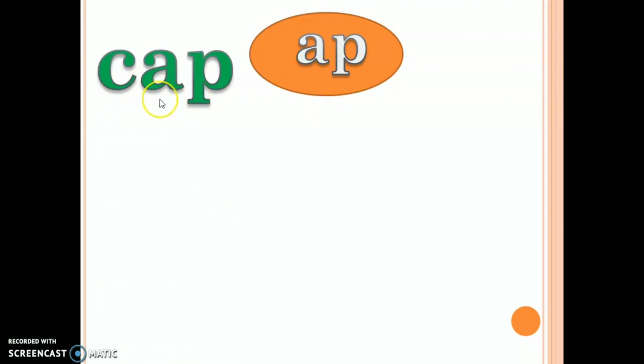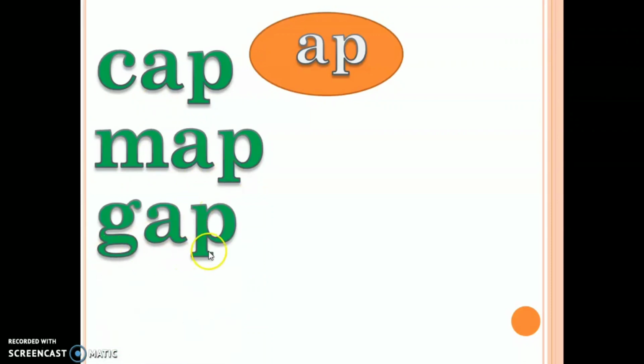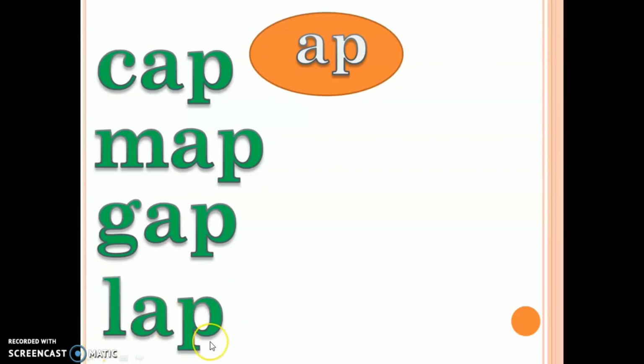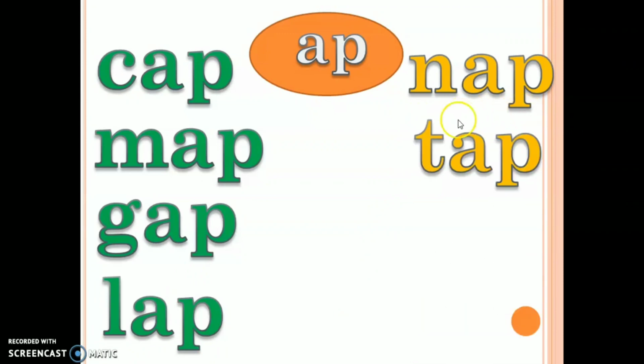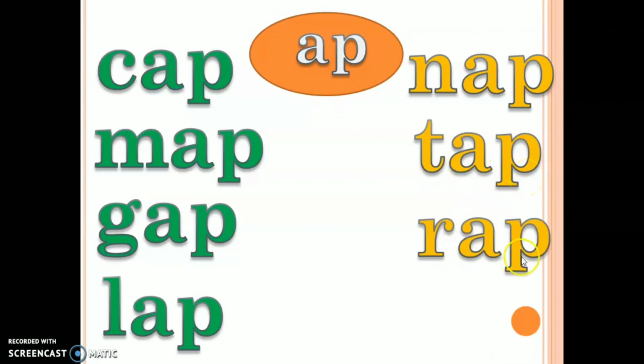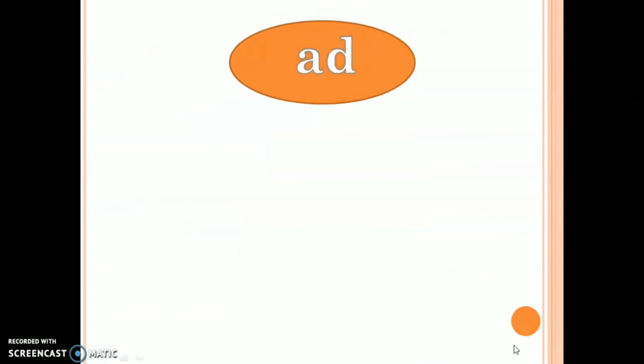Next, children, A P, ap. C A P, cap. M A P, map. G A P, gap. L A P, lap. N A P, nap. T A P, tap. R A P, rap. S A P, sap.